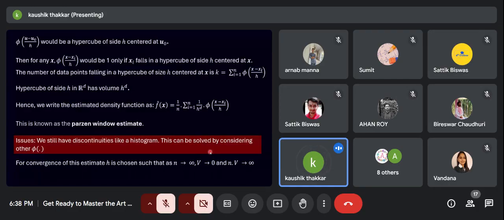So h can be taken as 1 upon root n, right? So ultimately the conditions will be met, and you will get consistent estimates as well. So this is what the Parzen window estimate is. And if you replace phi with some density functions, you will get what is called kernel density estimates.